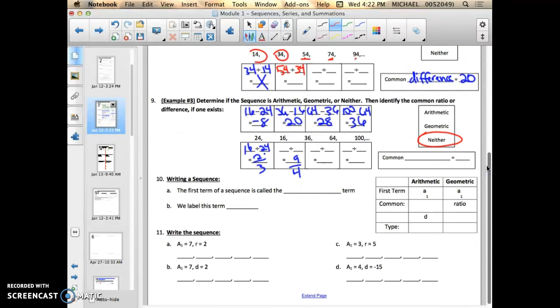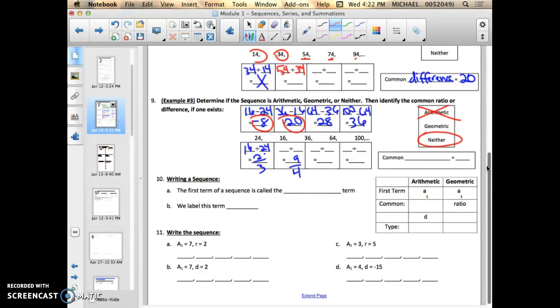Then moving to example 9, or the third example. For arithmetic, I tried that. The second term minus the first term, 16 minus 24, is negative 8. But 36 minus 16, the third term minus the second term, is 20. So because these two numbers are not the same, I know that it's not arithmetic.